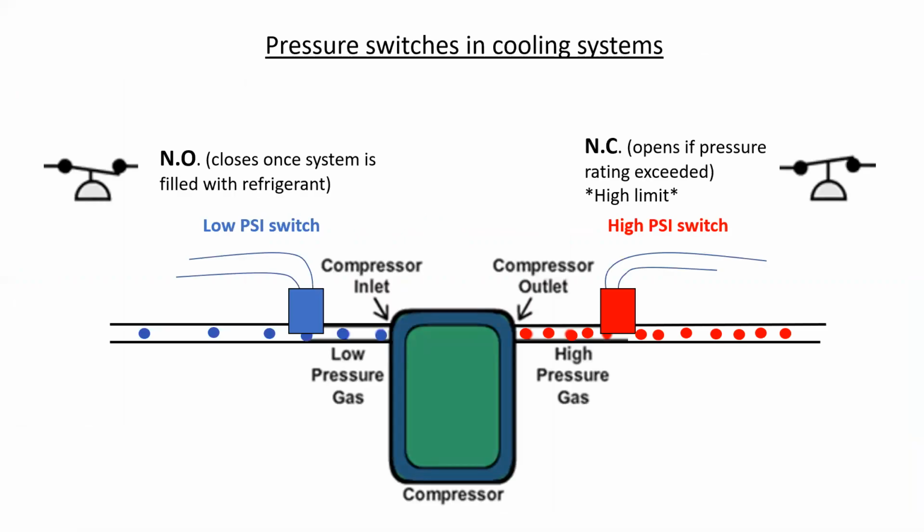Pressure switches are used in cooling systems often. We have a normally open on the low pressure side and a normally closed on the high pressure side. The normally open pressure switch will close once the system is filled with refrigerant, and it's almost like a safety device to ensure that we never run out of refrigerant. It should shut off the compressor. The high pressure switch is again a bit of a safety device because we don't want the lines to rupture due to a blockage. And so there is a maximum pressure rating that should not be exceeded, and it should shut down the compressor if we do get near it.